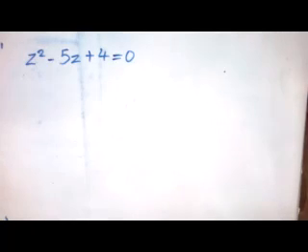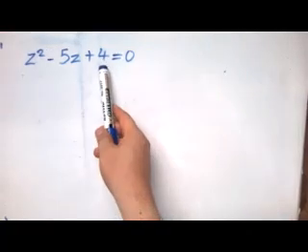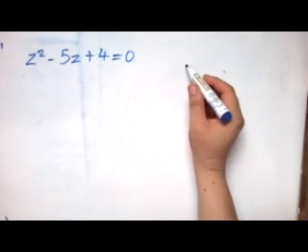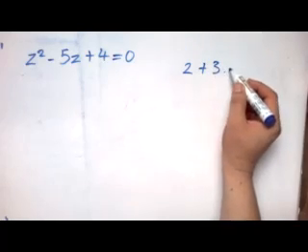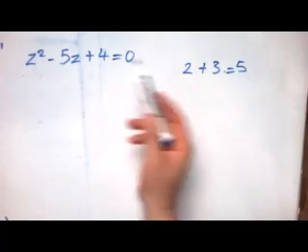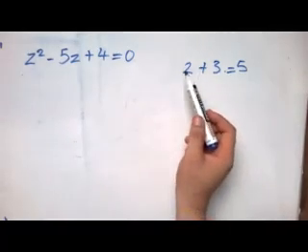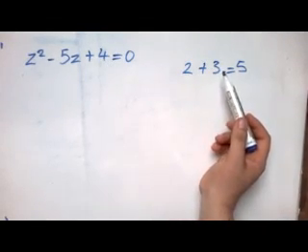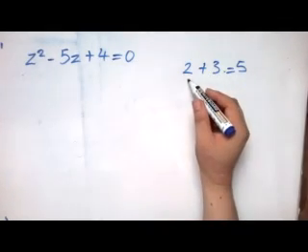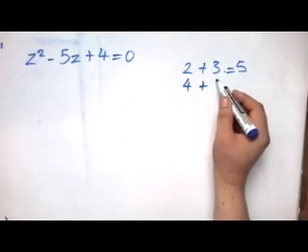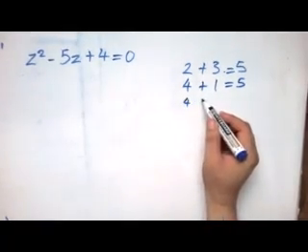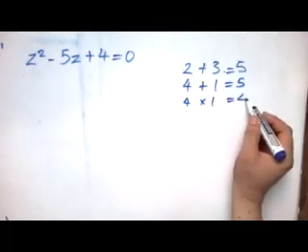To get 5, you might do 2 plus 3, which will give you 5. But 2 times 3 will not give you 4. So the numbers cannot be 2 and 3. But when you do 4 plus 1, it will give you 5, and when you do 4 times 1, it will give you 4.